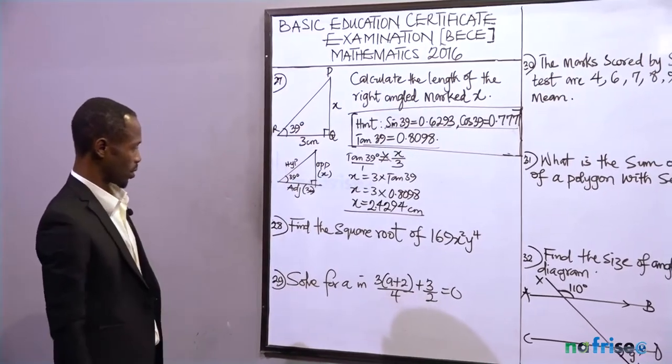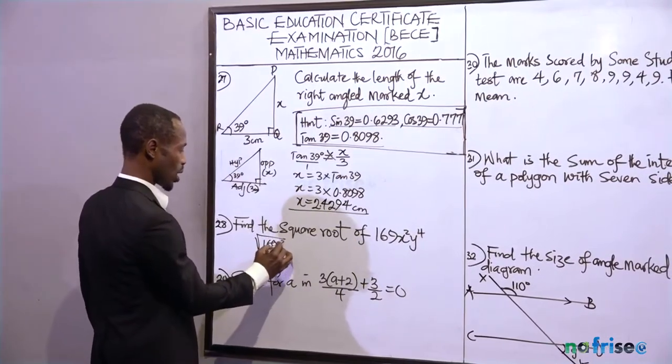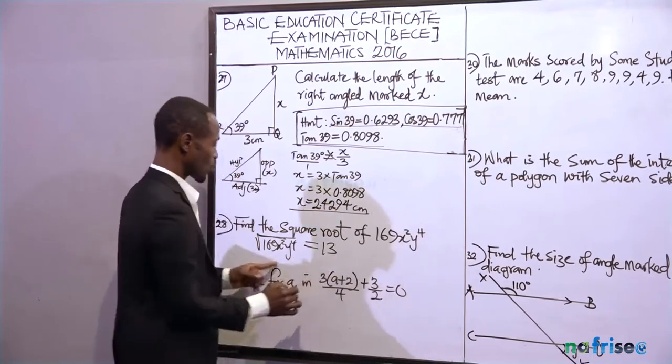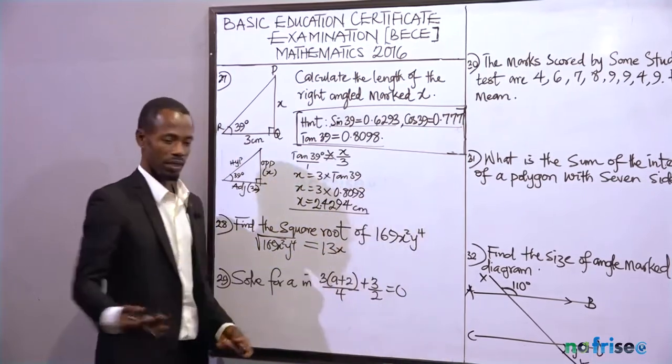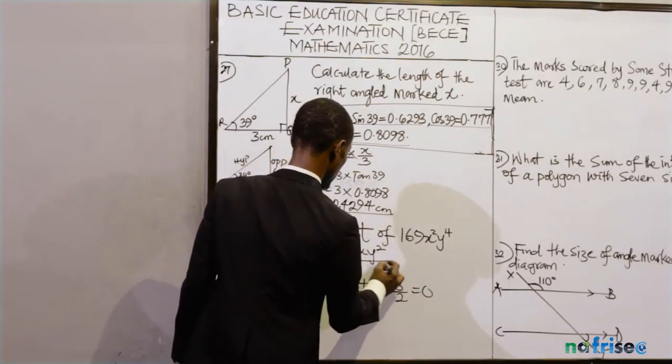28. Find the square root of 169x squared y raised to the power 4. What's square root of 169? That's 13. Square root of x squared is x, because x times x is x squared. Square root of y raised to the power 4 is y raised to the power of 2. And that's the answer.